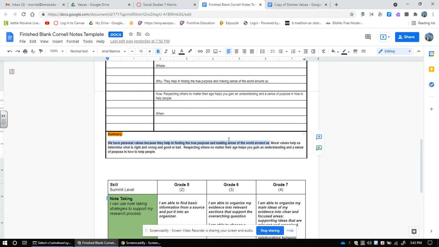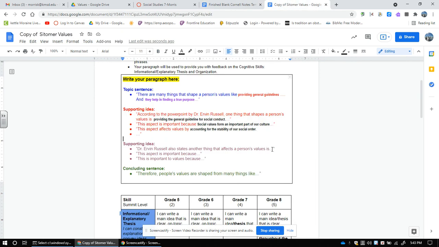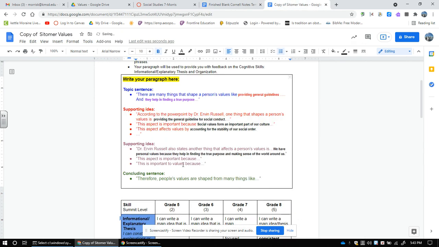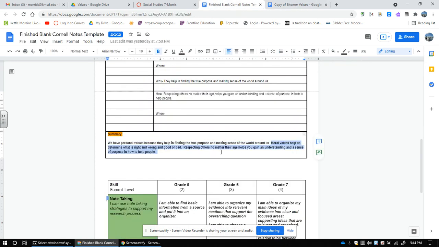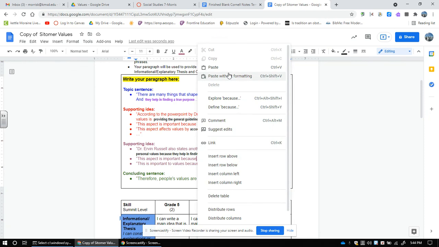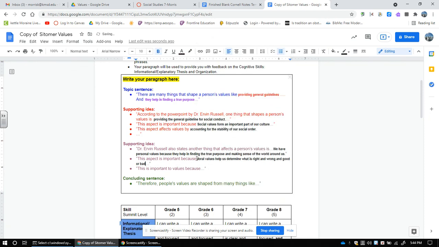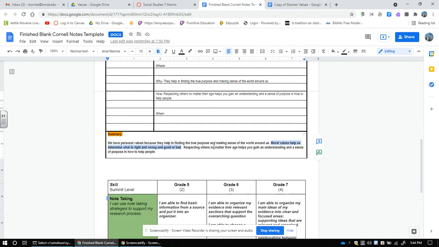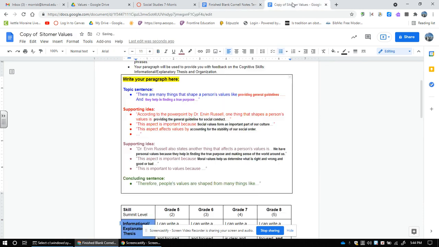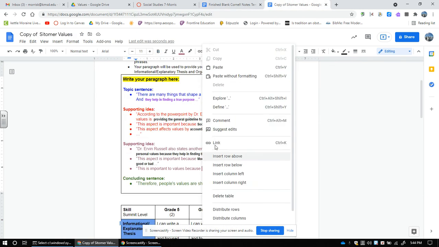I'm going to grab this and I'm going to drop it in right here. And I'm going to go here. And I'm going to grab my second sentence. And I'm going to drop it in right here. And I'm going to grab my third sentence. And I'm going to drop it in right here.